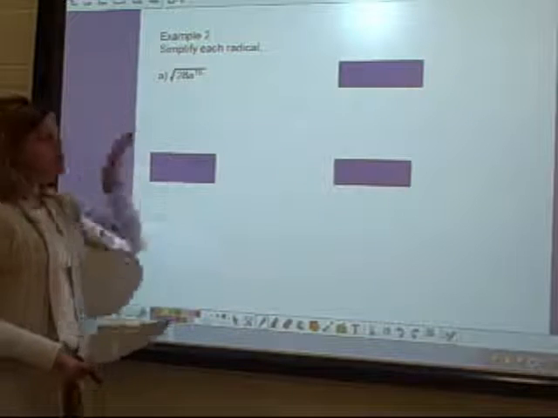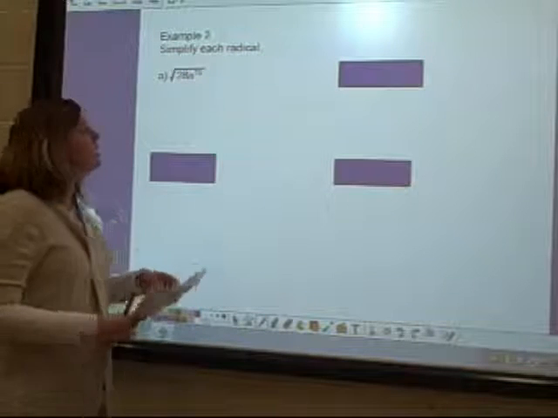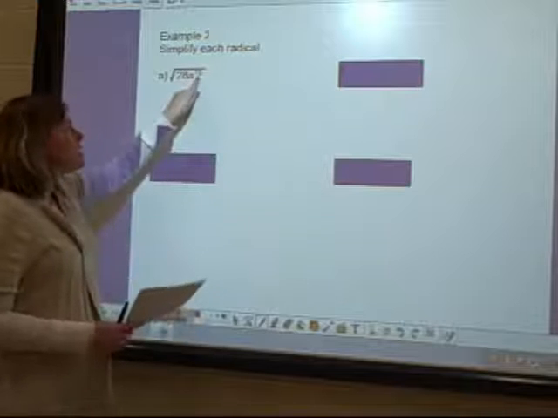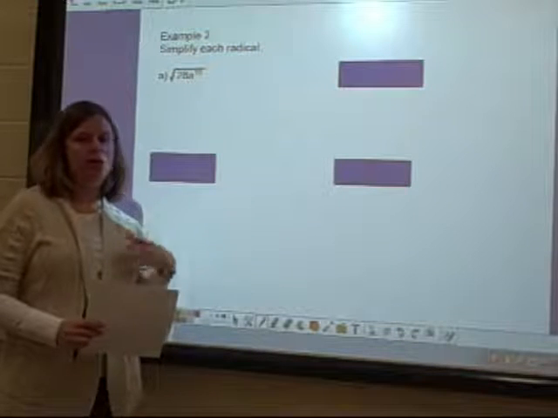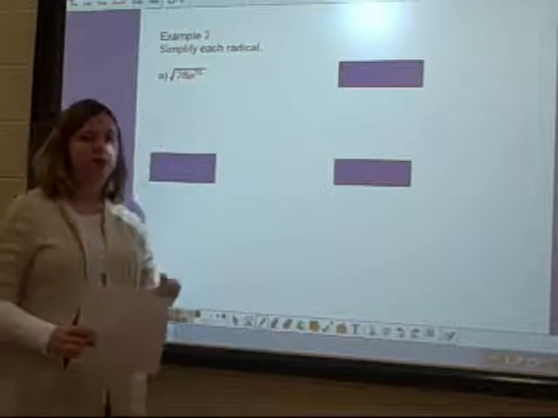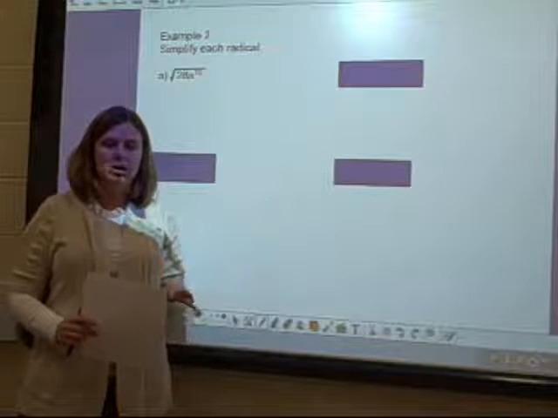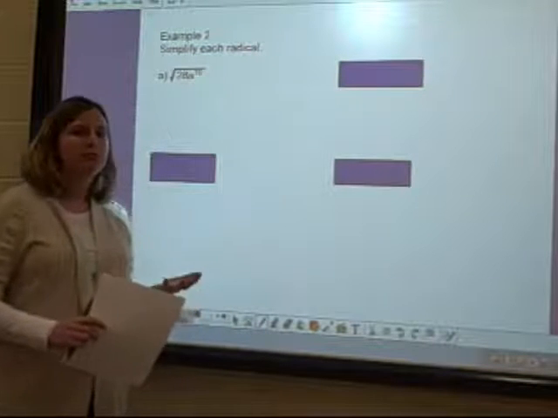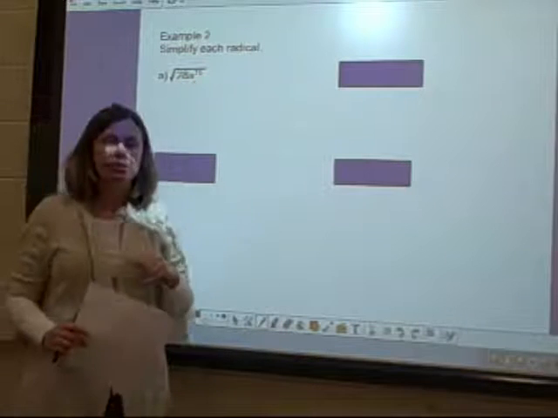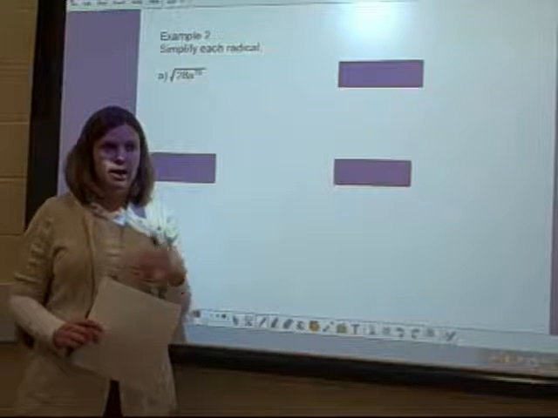All right, in example 2, we're going to introduce some variables with exponents. Now, all of the problems that we're going to do in example 2 have exponents that are even. And the rule is, if you take the square root of an even exponent, you cut it in half. And in class tomorrow, we'll talk about the reason why. But for our purposes right now, you need to know that if you take the square root of a to the 16th, you're going to end up with a to the 8th. But I'm just cutting it in half.